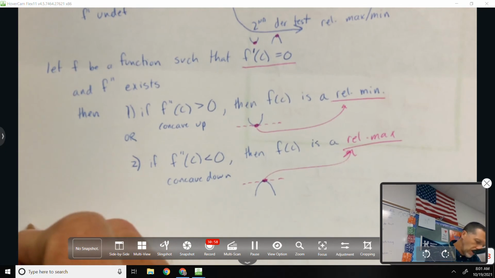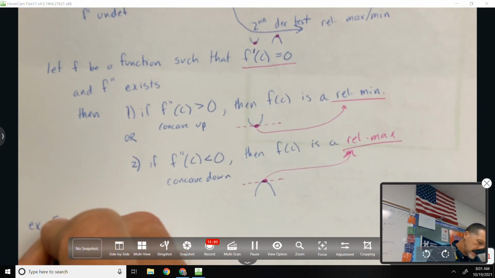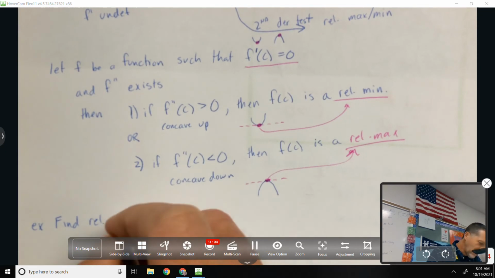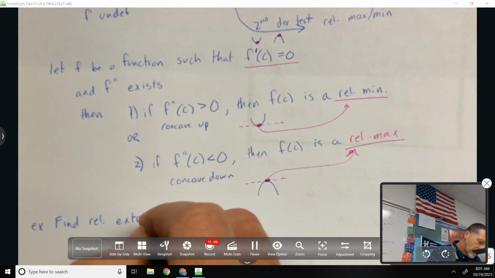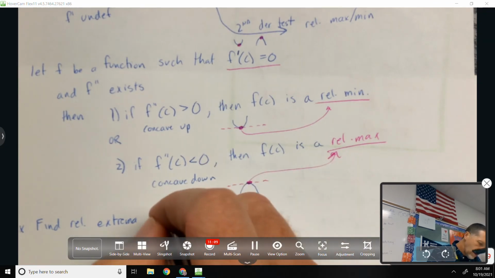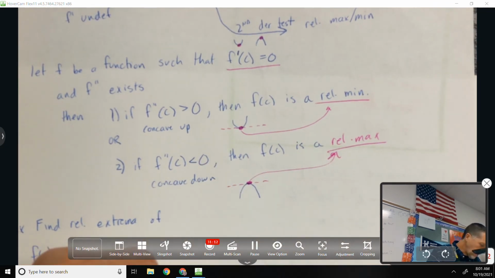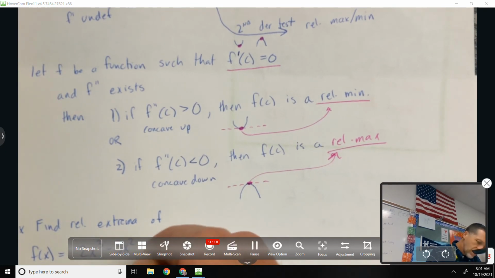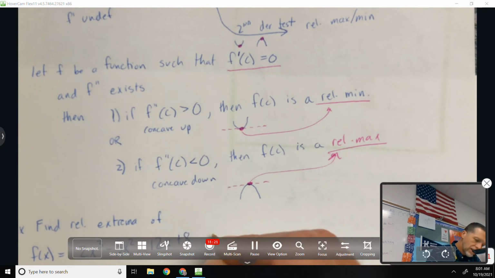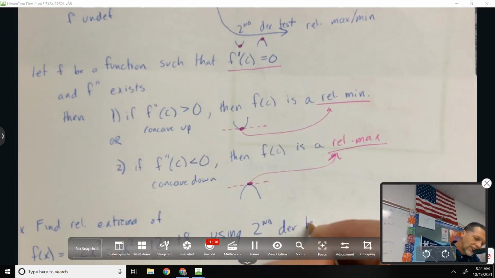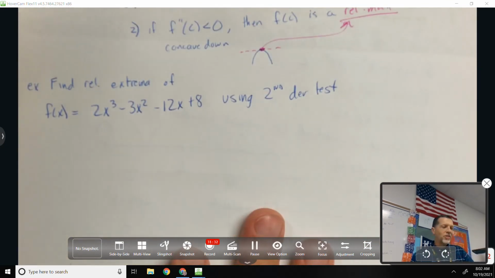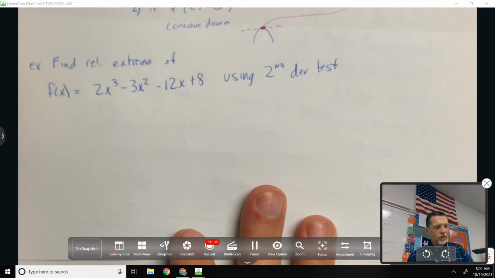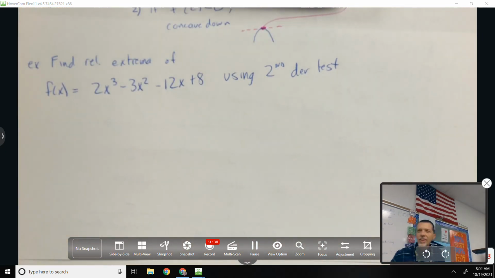All right, let's do an example. Let's find the relative extrema of f of x equals 2x cubed minus 3x squared minus 12x plus 8. And then to get around Connor's valid concern, we'll say using the second derivative test. So that's one way to force you into it. I'll just tell you to use it. But there are other ways. We can set up the problems in tricky ways that force you into the second derivative test.